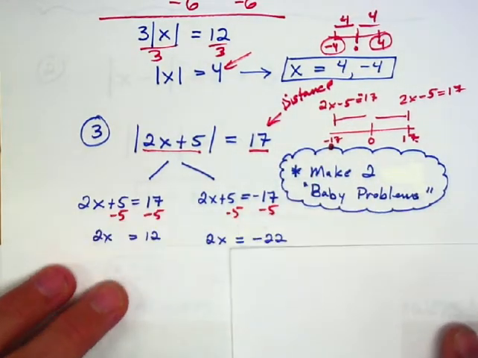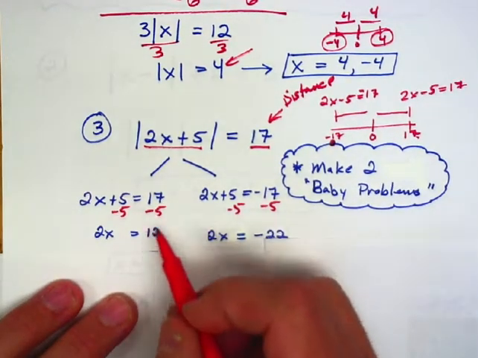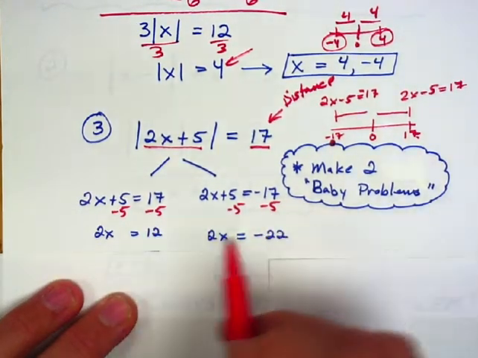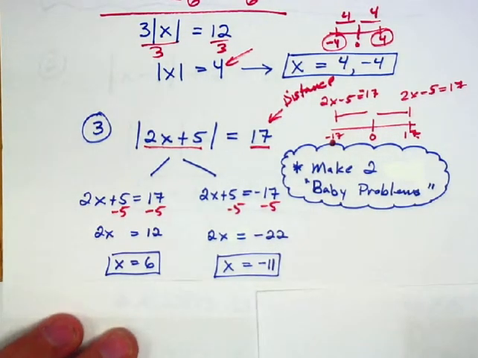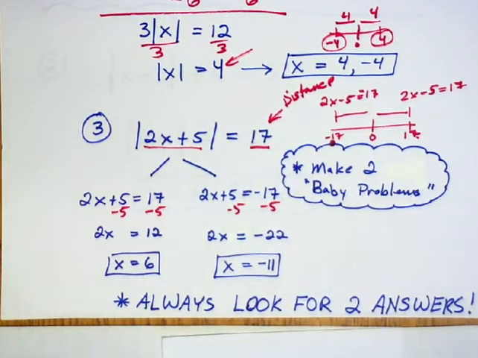So if you finish solving this by subtracting 5 to both the terms, and then getting 12 here, and then also getting negative 22 here, and dividing by 2, you'll get your two solutions, and then find that you get x equals 6 and x equals negative 11. Again, notice that you're always looking for two answers when solving absolute value problems.